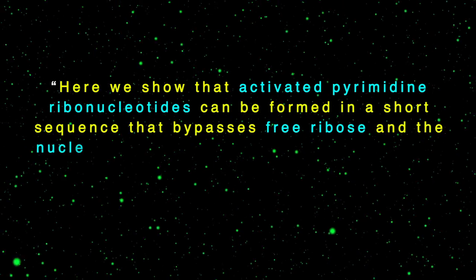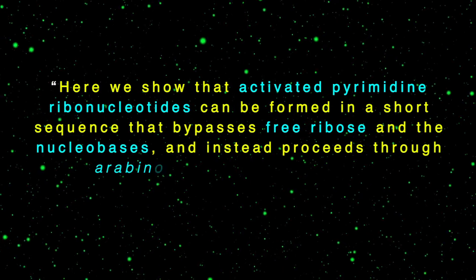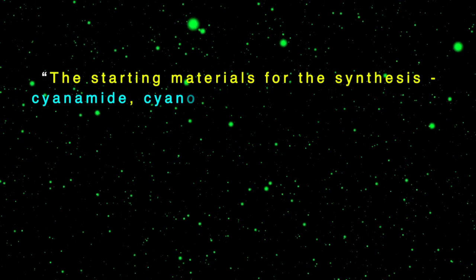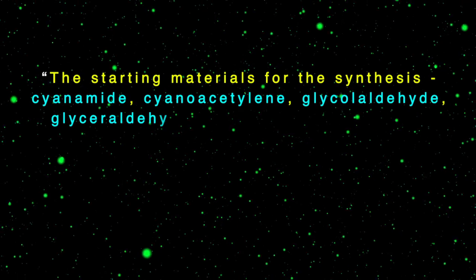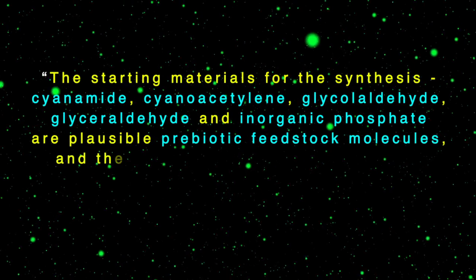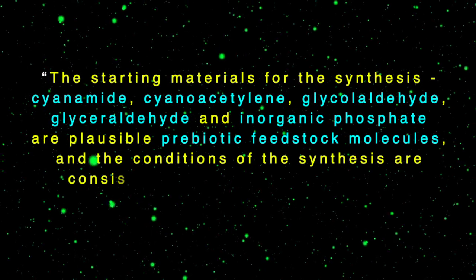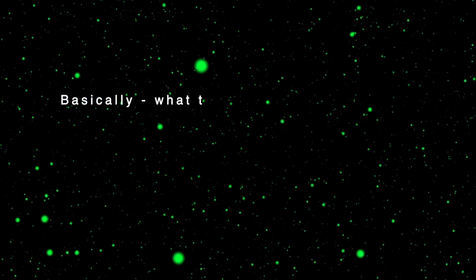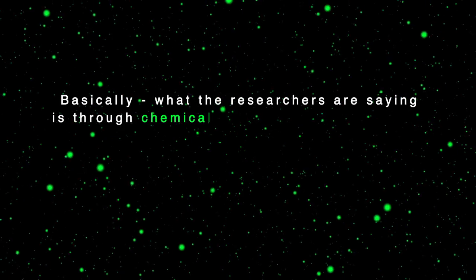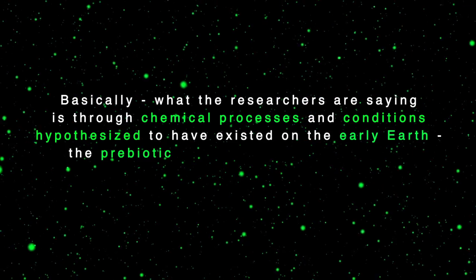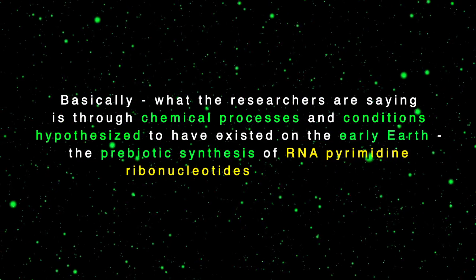Here we show that activated pyrimidine ribonucleotides can be formed in a short sequence that bypasses free ribose in the nucleobases and instead proceeds through arabinose aminooxazoline and anhydronucleoside intermediates. The starting materials for the synthesis, cyanamide, cyanoacetylene, glycolaldehyde, glyceraldehyde, and inorganic phosphate, are plausible prebiotic feedstock molecules, and the conditions of the synthesis are consistent with potential early Earth geochemical models. Basically, what the researchers are saying is, through chemical processes and conditions hypothesized to have existed on the early Earth, the prebiotic synthesis of RNA pyrimidine ribonucleotides is possible.